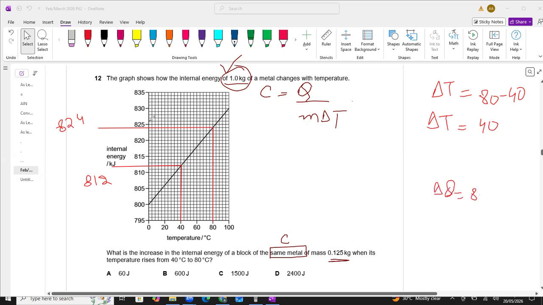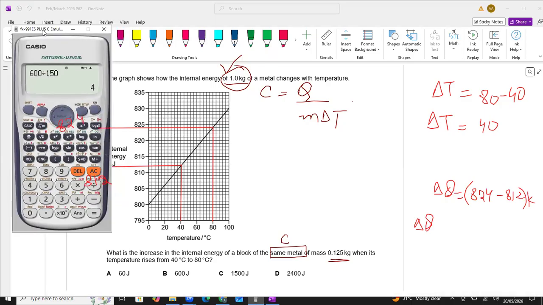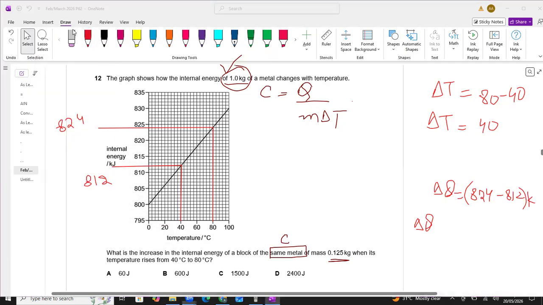So what I will do, I will find the change in energy: 824 minus 812 kilojoule. Kilo means we have to multiply it by 1000. Now student, what we will get after subtraction, let me use my calculator first. So 824 minus 812, we are getting 12 kilojoule. So 12 kilojoule is the change in energy of this 1 kg mass.